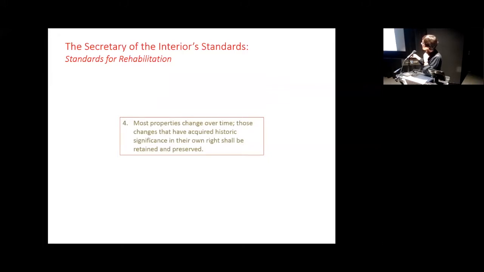So this also kind of speaks to standard number 4. Most properties change over time. Those changes that have acquired significance in their own right shall be retained and preserved. So when we talked about the restoration standards, we're talking about identifying a period of significance and scraping back to that period. This standard allows for the idea that there are probably things that might have happened in later periods to a building that you need to look at too to see if those are also significant.